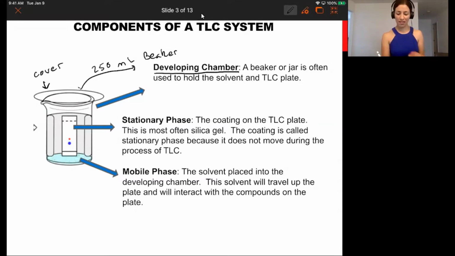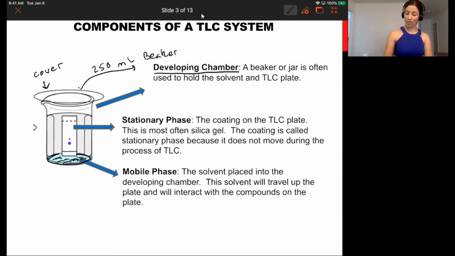So let's start by talking about the mobile phase. The mobile phase is going to be a solvent placed at the bottom of your jar. And we'll look at the particular organic solvents most commonly used as a mobile phase. It shouldn't surprise you that this is the mobile component. When you think of a liquid, we associate the properties of a liquid with the ability to move.